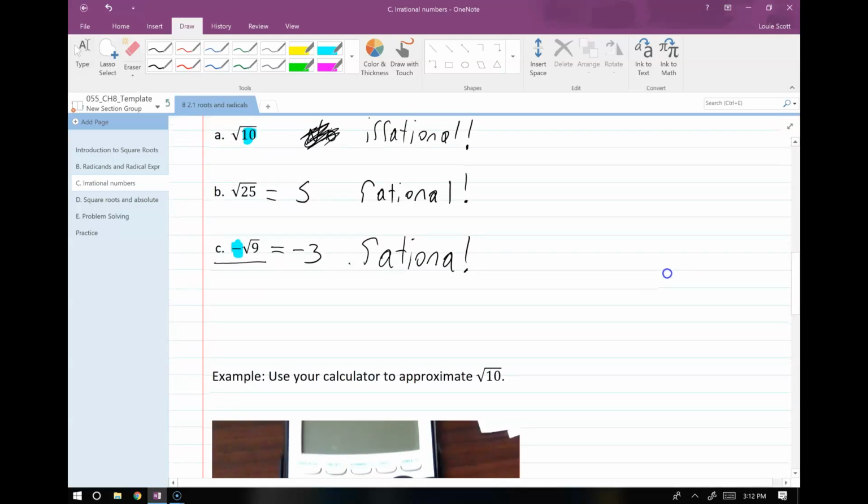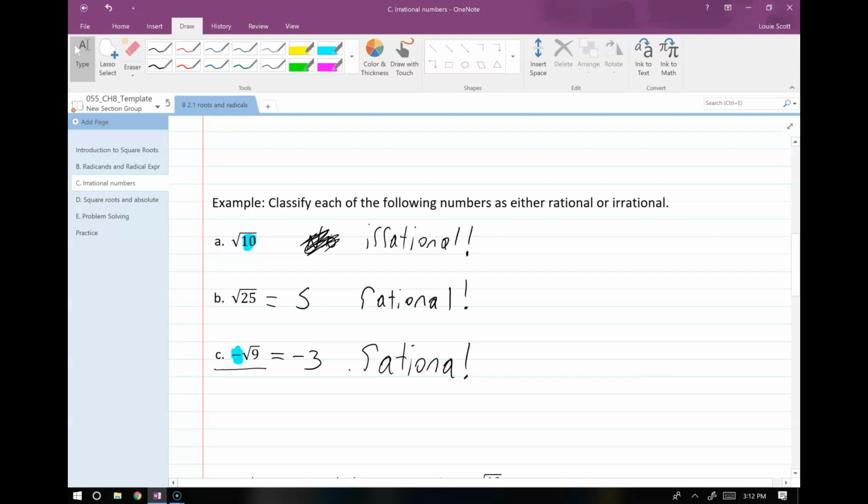Here's another thing you might run into. Fractions that can't be reduced that have an irrational number in them are still irrational. So 2/3 is rational, but 2 root 10 over 3 is irrational as a whole because it contains an irrational number. An irrational number stuck in a fraction that you can't simplify makes the whole fraction irrational.